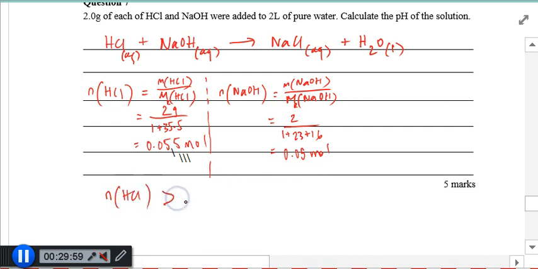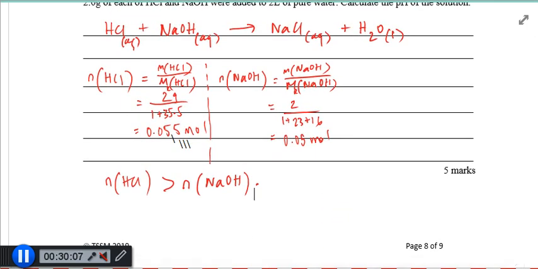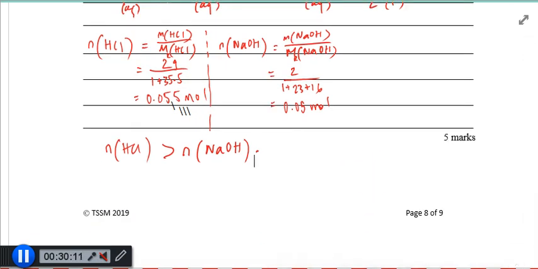So you have more HCl than NaOH. I'm not gonna lie, this is actually like a year 12 kind of question, because what it gets you to do is work out how much excess you have of one substance. So you have an excess of HCl, and the next question is how much excess?